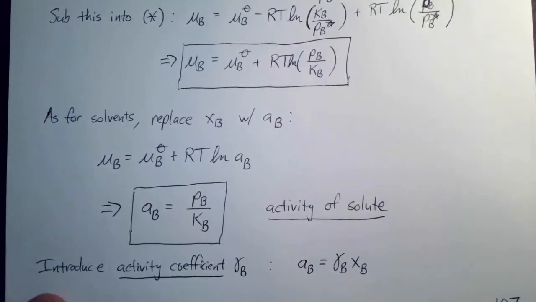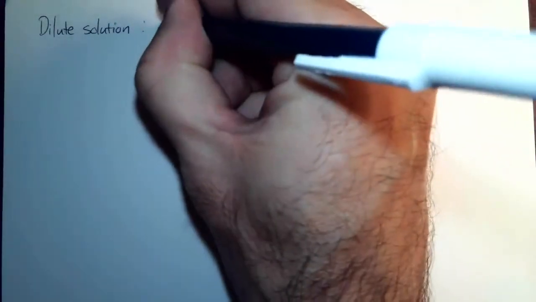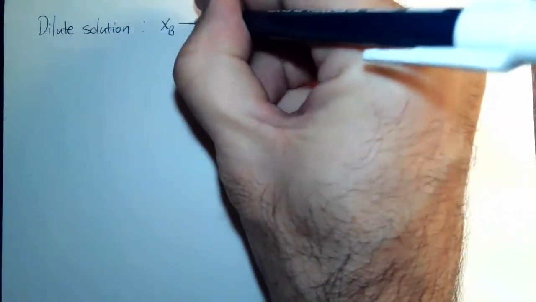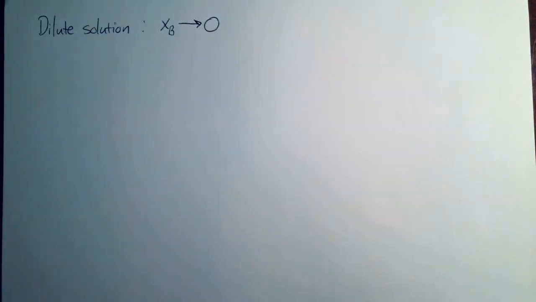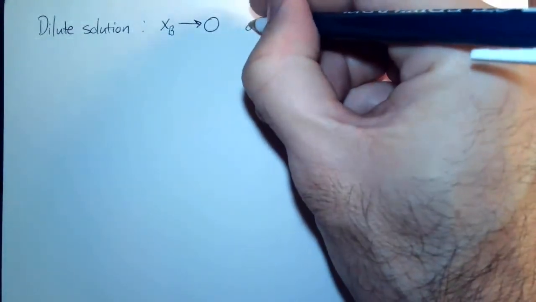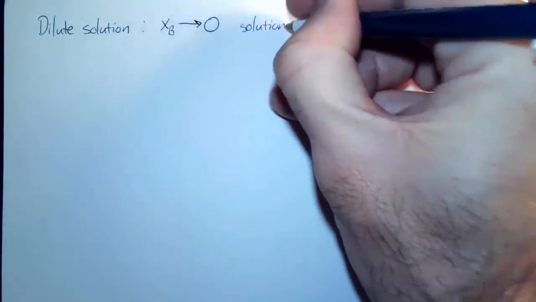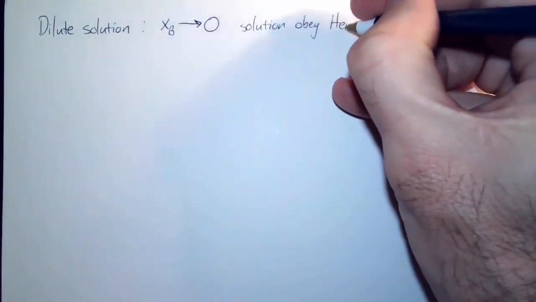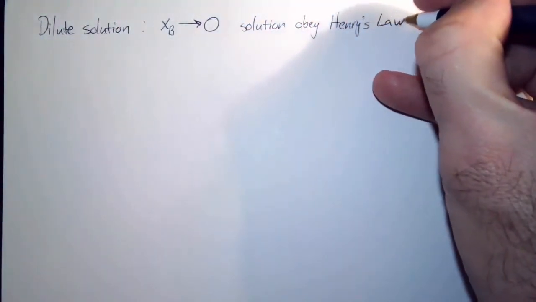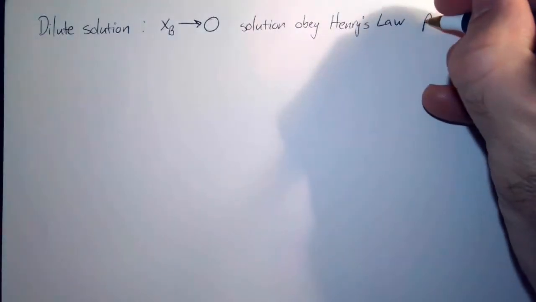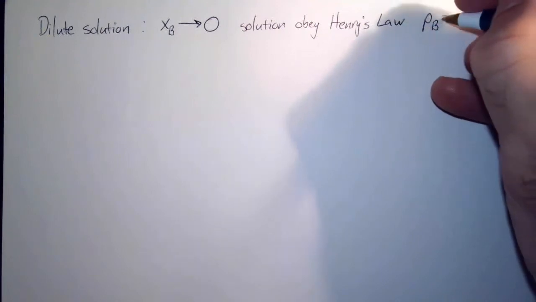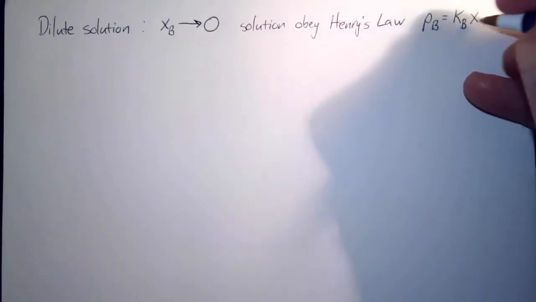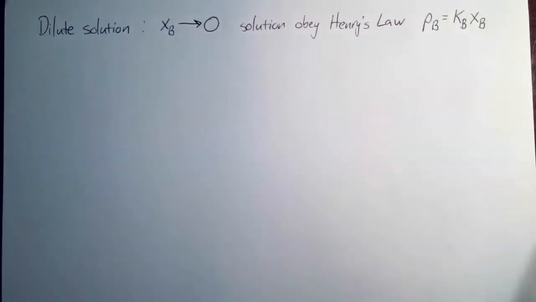All right, so now let's investigate what happens to this activity coefficient, gamma B, in the case of a dilute solution. So a dilute solution is one where XB, the mole fraction of the solute, is very small, so as it approaches 0. Then we expect the solution to obey Henry's law as it gets more dilute. And one more time, I'll write Henry's law as a reminder. It's that the partial pressure is proportional to the mole fraction, and the constant of proportionality is called Henry's constant.